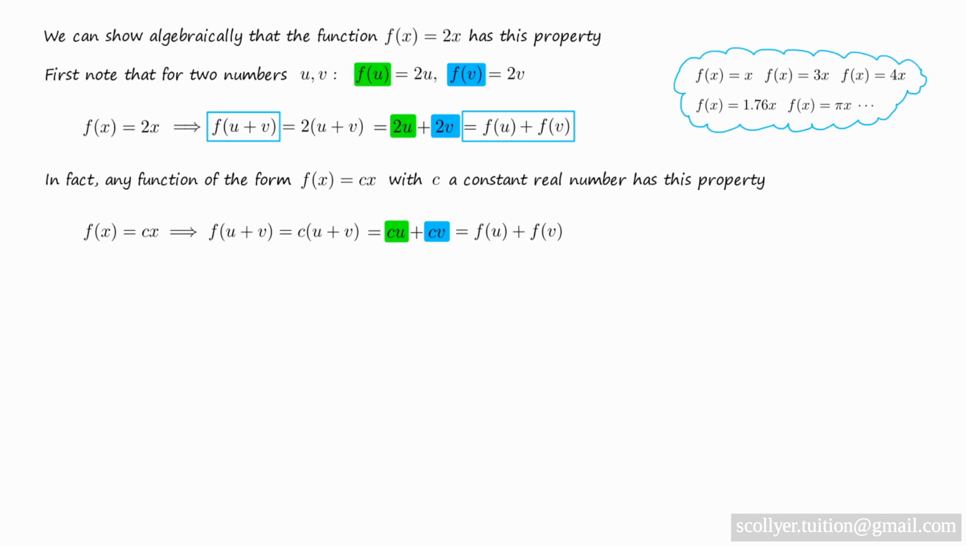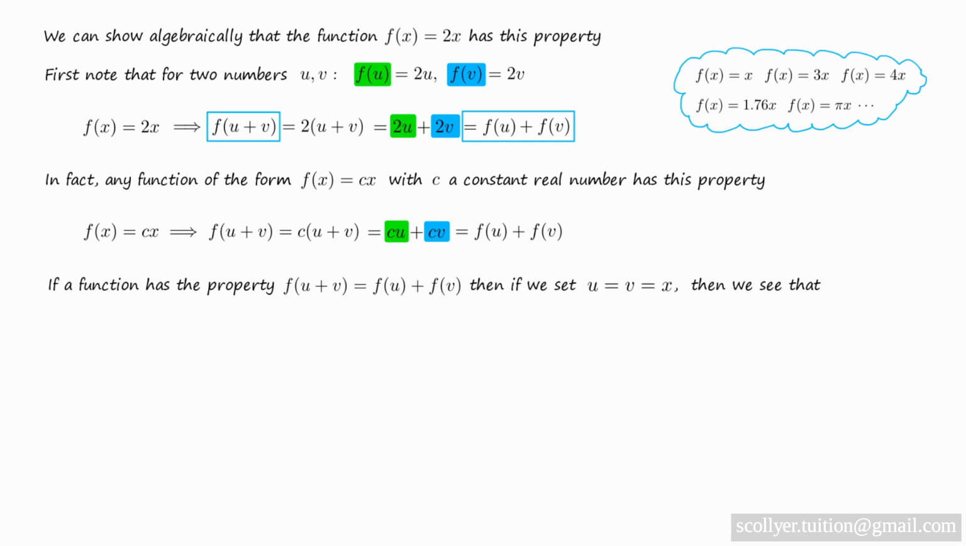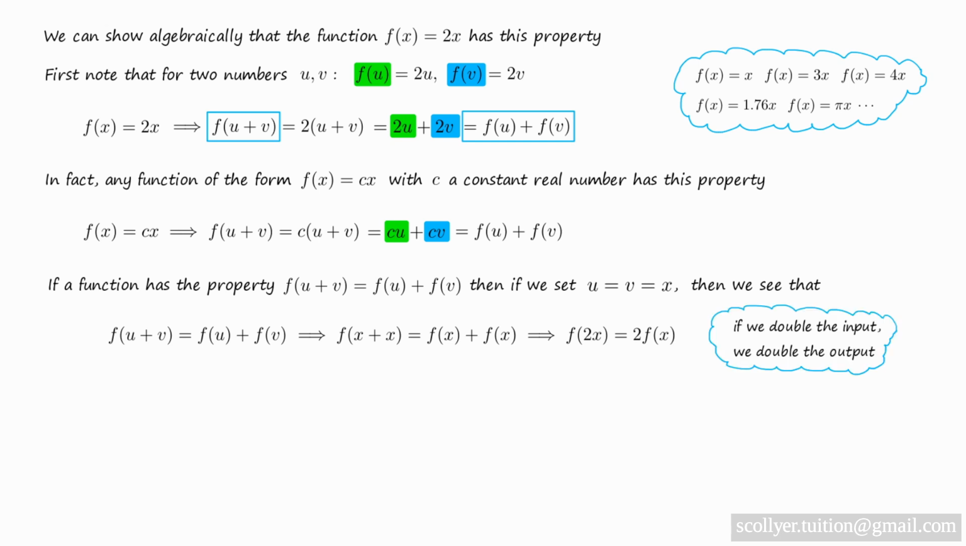Now, if a function has this property, then it also has another interesting property. So if we take a function with such a property, and we set u equal to v equal to x, then we see that f of u plus v equals f of u plus f of v, so that f of x plus x equals f of x plus f of x, and so we have from that f of 2x equals 2 times f of x. And so for such a function, if we double the input, we double the output.